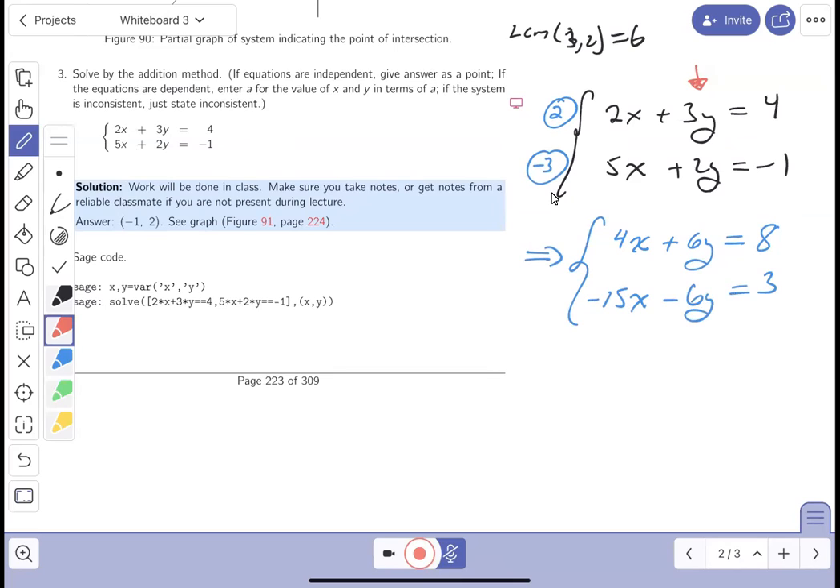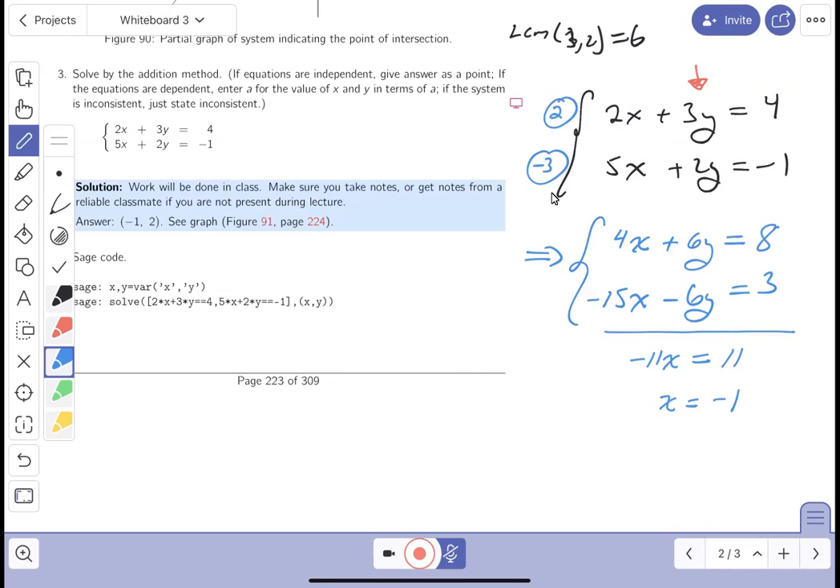Well, I'm back at the same thing. I'm going to add these things together. If you did that, I'll put a little line here just to remind you. It kind of reminds me of addition. What do you get? Well, minus 15x plus 4x is minus 11x. 6y minus 6y is nothing. That's why it's called elimination. And 8 plus 3 is 11. Now, what do you get over there? You get x equals minus 1.